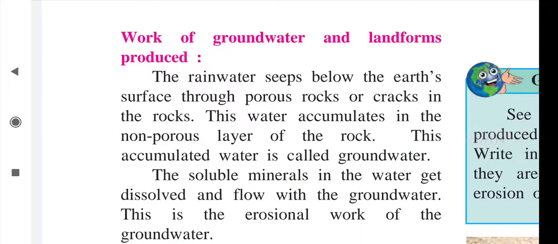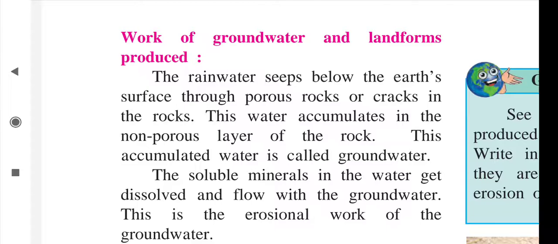Now next is the work of groundwater and the landforms produced. So see, the rainwater seeps below the earth's surface through the porous rock or cracks in the rock. This water accumulates in the non-porous layer of the rock. This accumulated water is called groundwater.